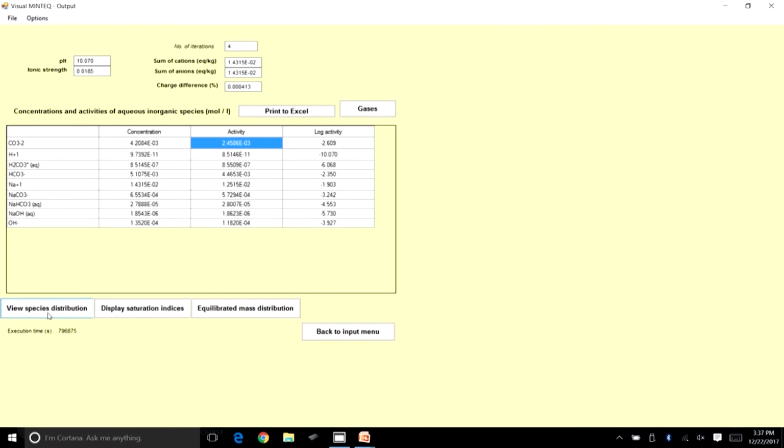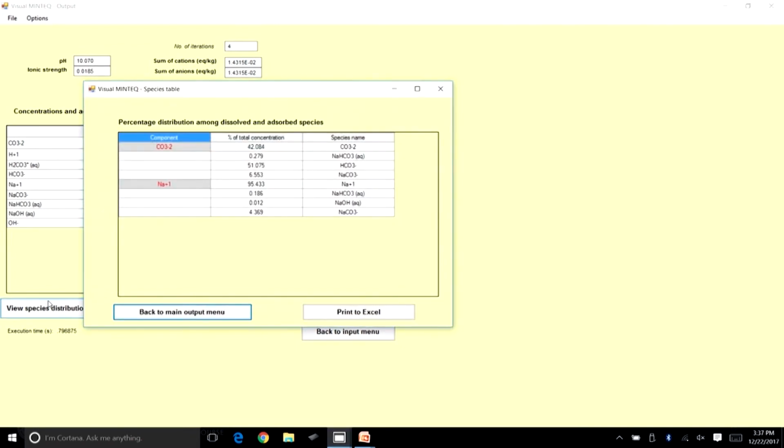And more importantly, let us look at the species distribution. What will that give you an idea about? It will tell you in what forms or in what percentages CO3 total is present. So it looks like it can be present as, we know, CO3 2 minus, HCO3 minus, right, and it looks like nothing will be present as H2CO3. Why is that? Because the pH is 10.7.